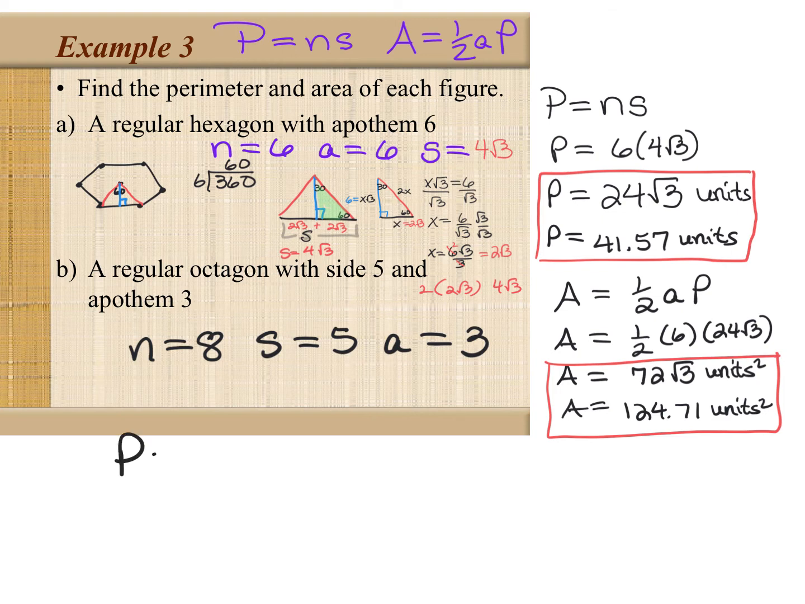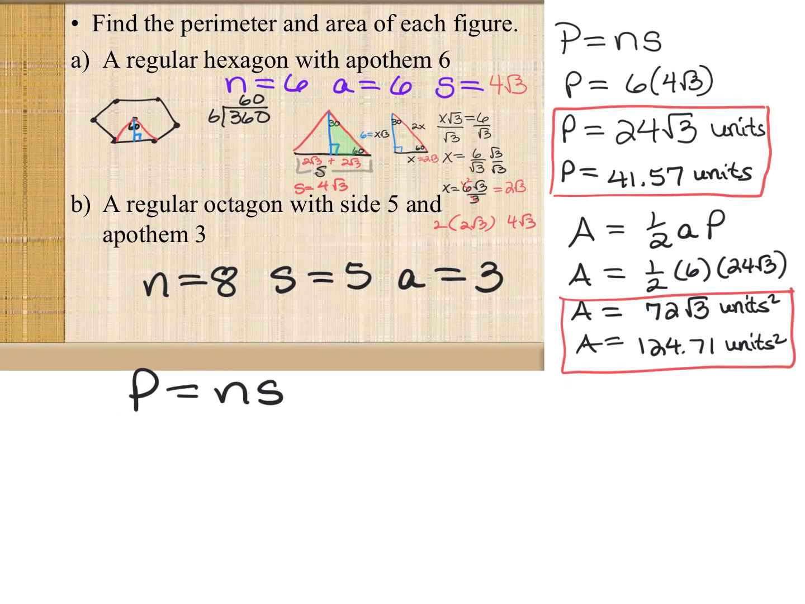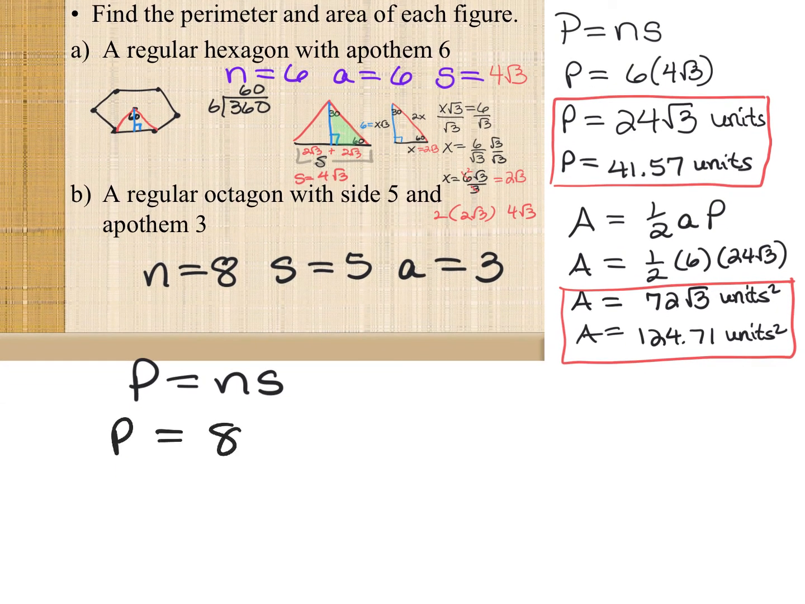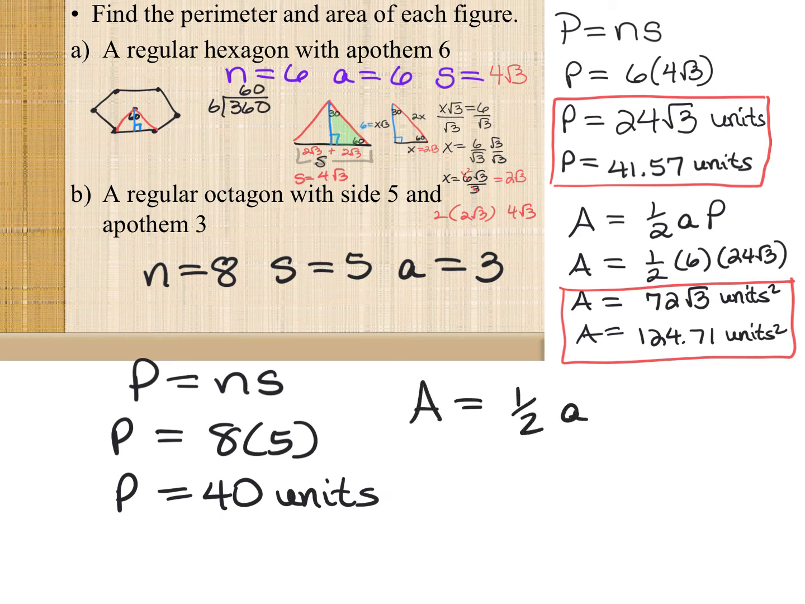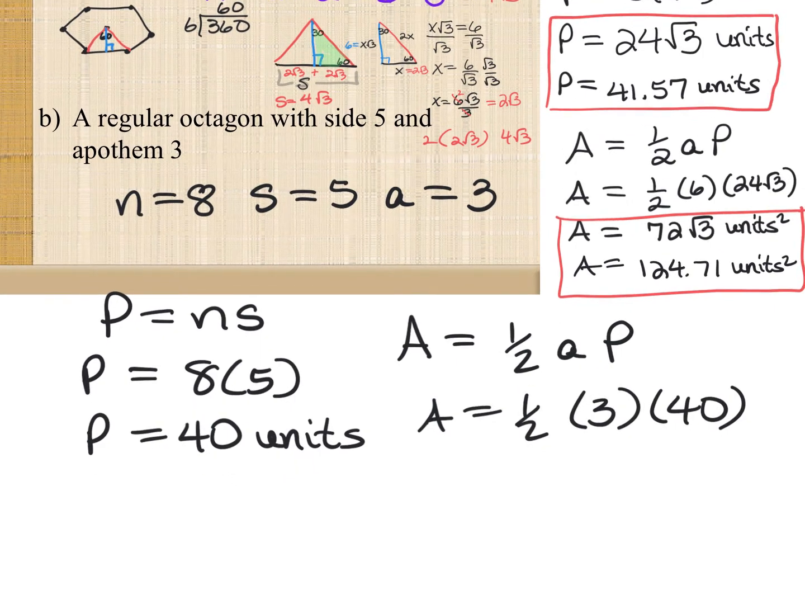So perimeter again, number of sides times side length. Number of sides is 8, side length is 5. 8 times 5, and the perimeter is 40 units. For the area, 1/2 apothem times perimeter. My apothem is 3. My perimeter is 40. 1/2 times 3 times 40 gives me 60 units squared. So for this one, there wasn't any square roots. It was actually just the single answer for both.